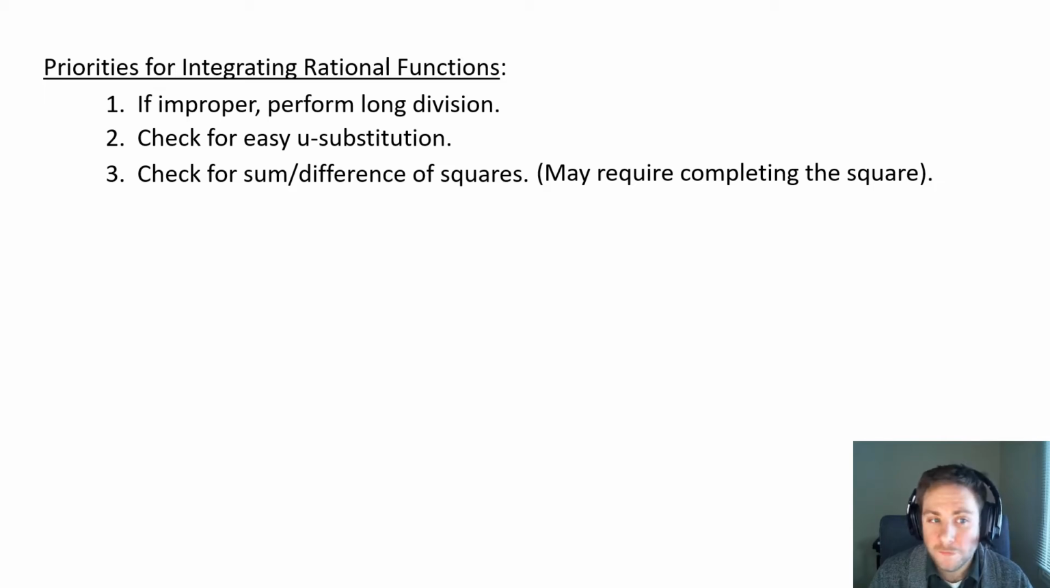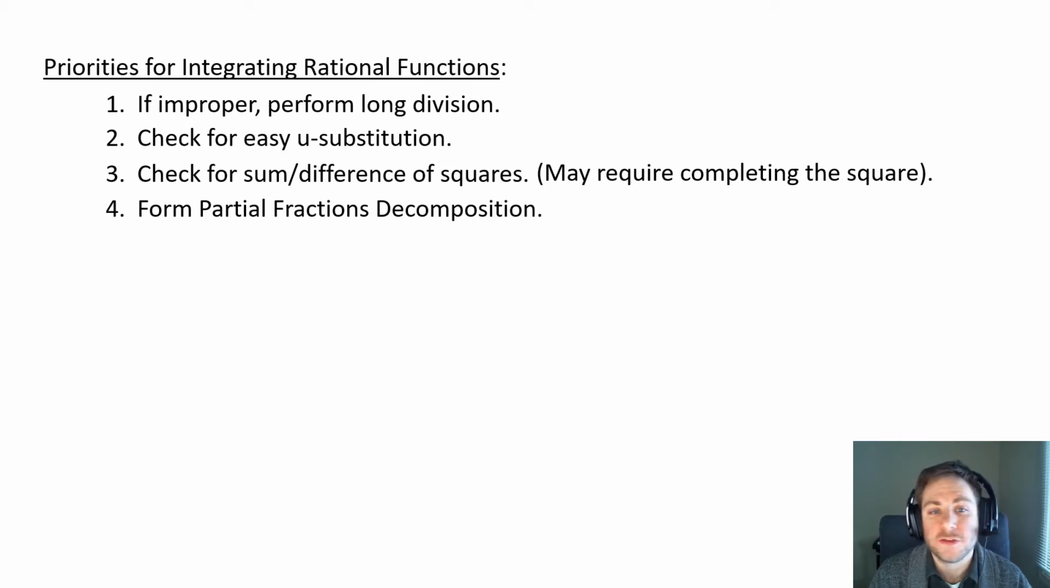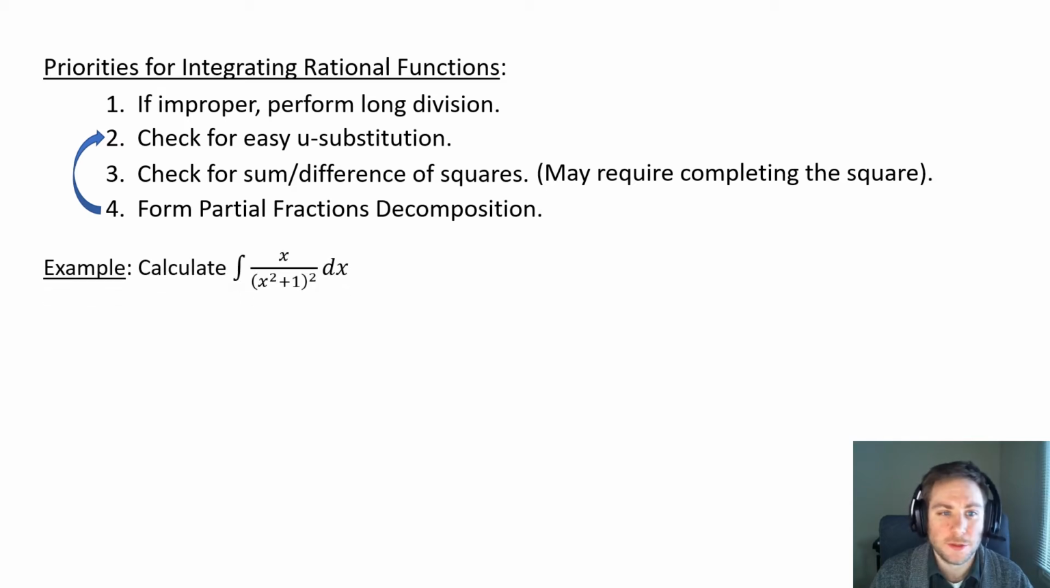And if all of the above fails, as a last resort, you can always try to find a partial fractions decomposition. Once you have that, then you'll find that each of the partial fractions can be dealt with using this same system of priorities. So just repeat this process on each of the partial fractions and you'll be good to go. Let's practice some more examples.